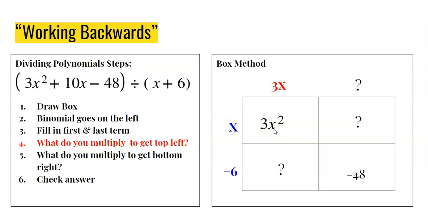Our next step is to figure out what you multiply to get the bottom right number. So 6 times what number gives you negative 48? Well, 6 times negative 8 gives you negative 48. So notice now you found the missing binomial.